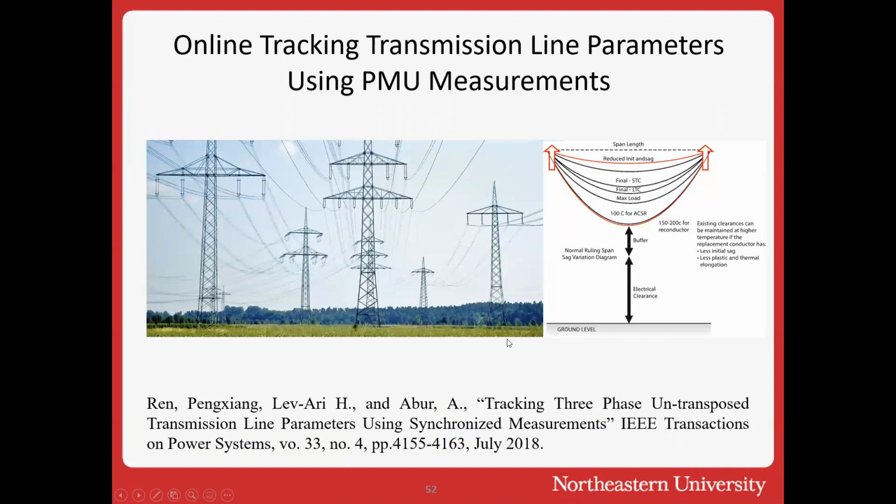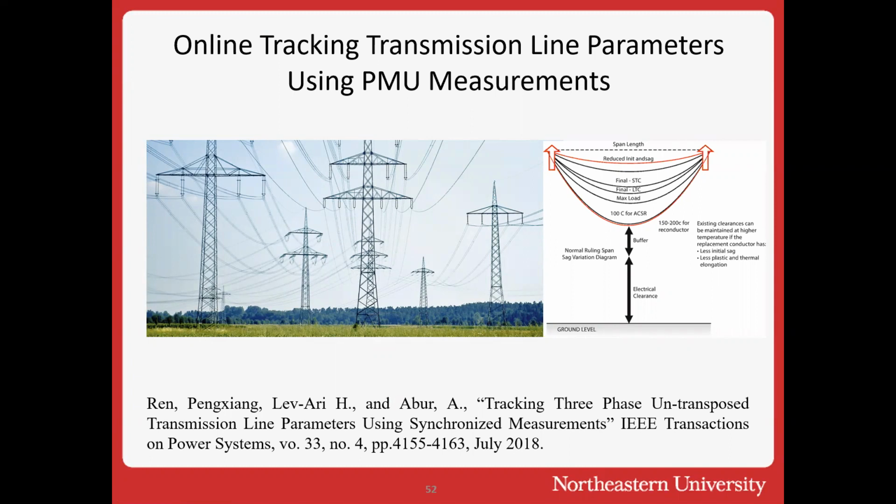Okay, now I come to the last topic, which is the use of PMUs in tracking the transmission line parameters. This is the work by Peng Shang, and his paper is listed here. The idea here is that transmission line parameters are important because they are used in applications like relaying, but they also change. And if you don't have the exact line parameters, you may be unnecessarily biasing some of the other applications which use them in their databases.